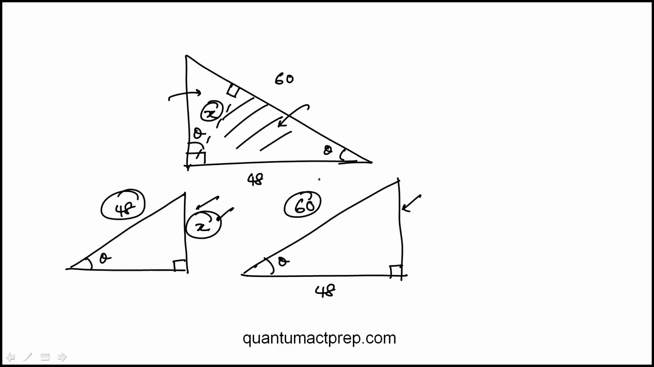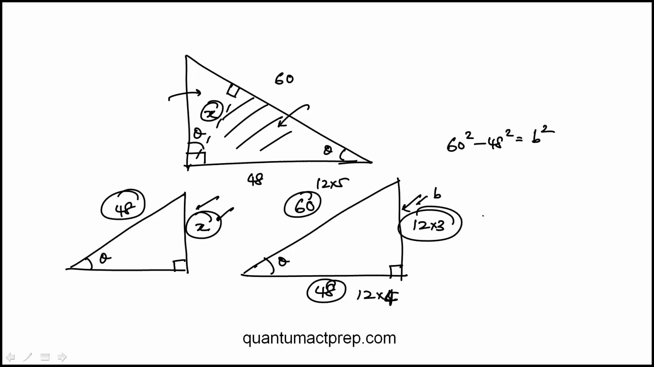And we need to know this side here. So if we look at this, this is 12 times 5, this is 12 times 4. So this is a multiple of the 3, 4, 5 triangle, 12 times 4. So this is 12 times 3. Or if you don't recognize that, you'll just have to use the Pythagorean theorem, let's just call this B, and you will get the same answer, 36.